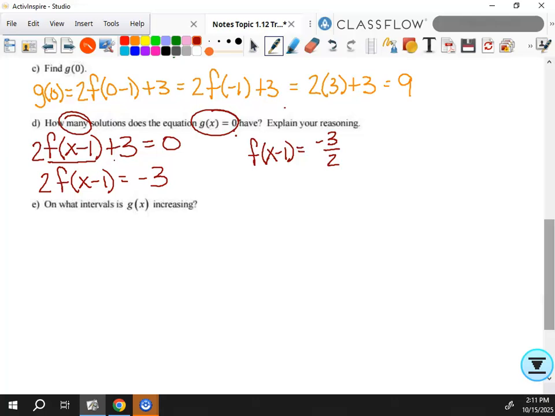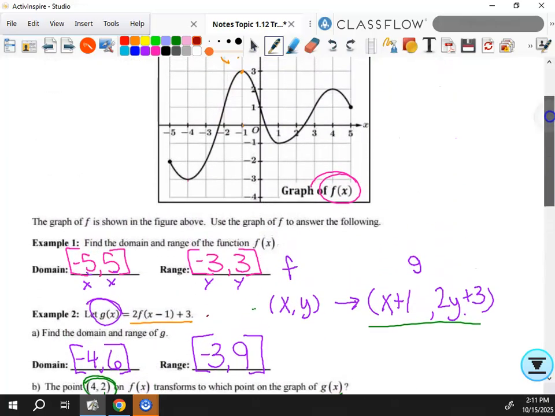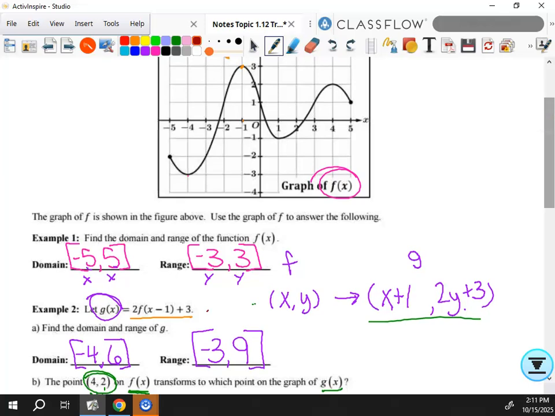But I isolated that thing. So if I substitute in X and subtract 1 and then evaluate that on my graph, I will get negative 3 halves. So this is telling me somewhere on my F graph, I have an output of negative 3 halves. It's not asking me exactly what the X value is, so I really don't care at this point. But if I go up here, negative 3 halves is negative 1.5, right? That's right here.